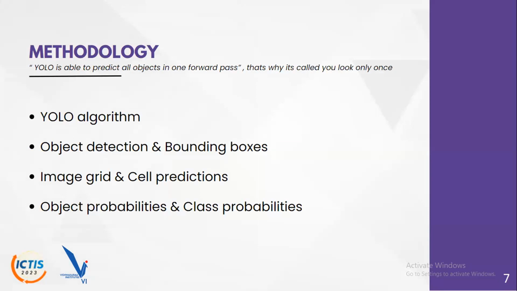For the YOLO algorithm, they use a Darknet convolutional neural network, which is basically the backbone for YOLO, based on the ResNet architecture, which is popularly used for image classification and detection. And with it, they can detect the object and create the bounding boxes.